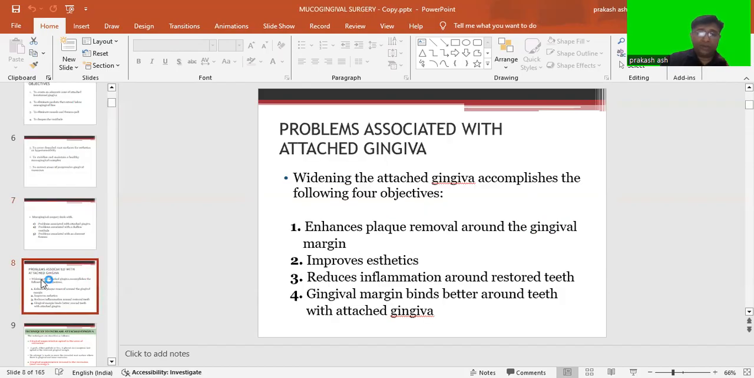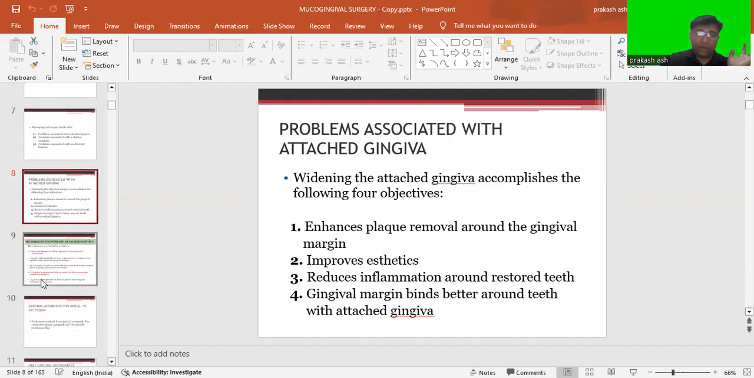Now, problems which are associated with the attached gingiva. Widening the attached gingiva accomplishes the following four objectives. That is, it enhances plaque removal around the gingival margin, improves aesthetic components, reduces inflammation, and reduces the inflammation around the restored tooth actually. And the gingival margin binds around the teeth with the attached gingiva.